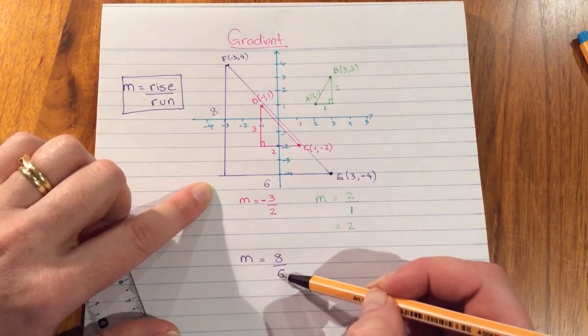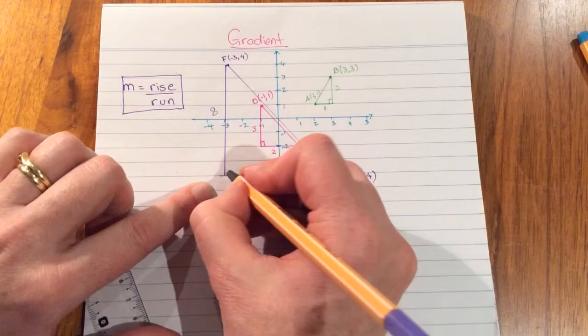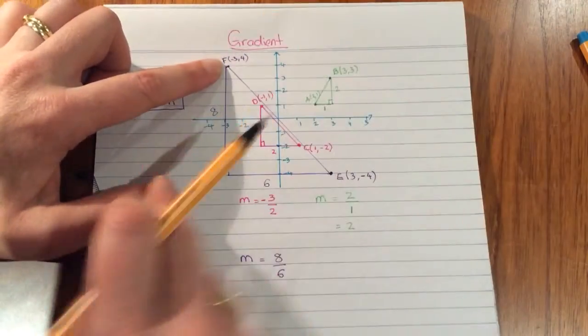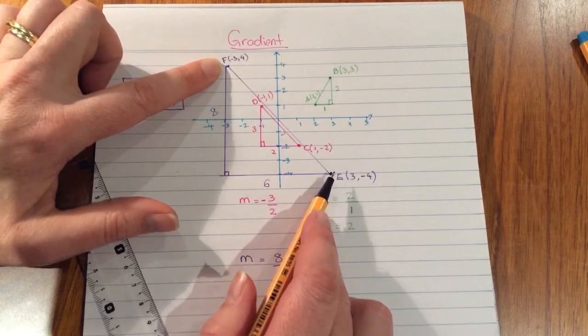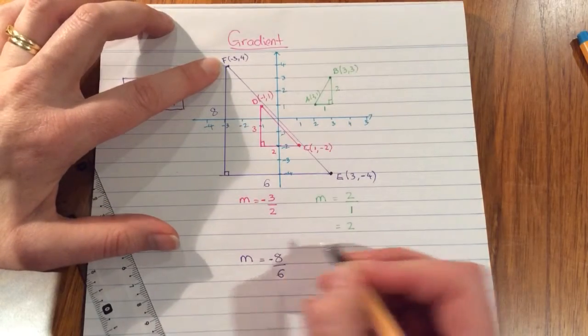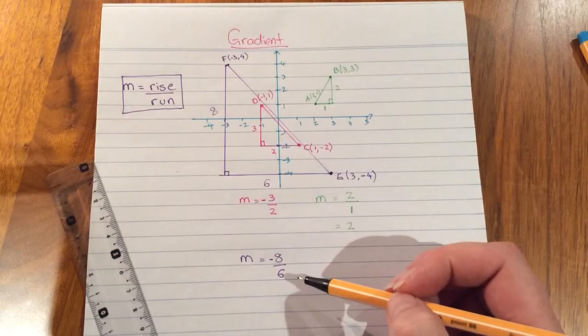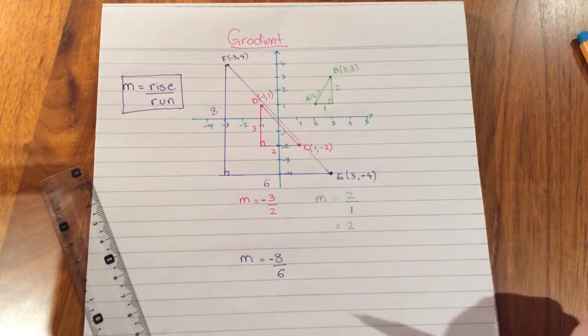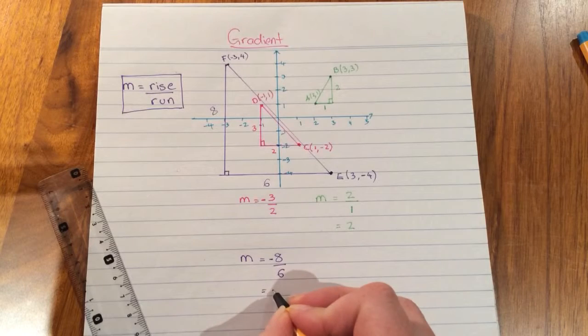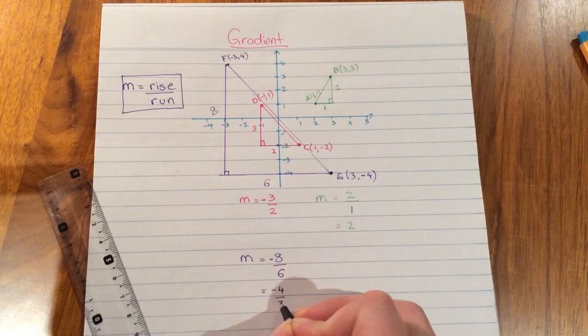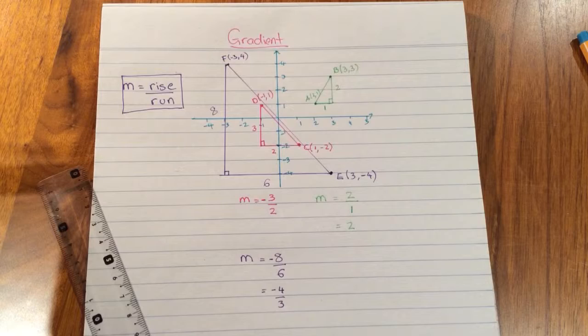Now, 8 on 6, is it positive or negative? Need to check that. Clearly, as I travel from left to right across this line, I'm going down. So it is going to be a negative gradient. So it's negative 8 on 6 so far. 8 on 6, though, does simplify. They're both divisible by 2, so I would make that negative 4 over 3 as my gradient. So you must always simplify if that's possible.